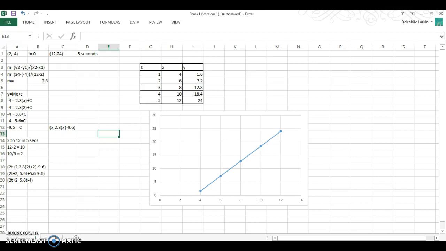We're going to now discuss parametric equation of a straight line. So here I have an example where the starting point is (2, -4) and the finishing point is (12, 24).